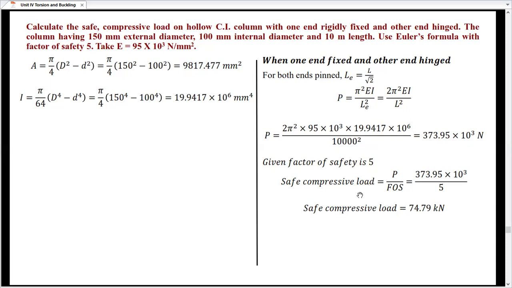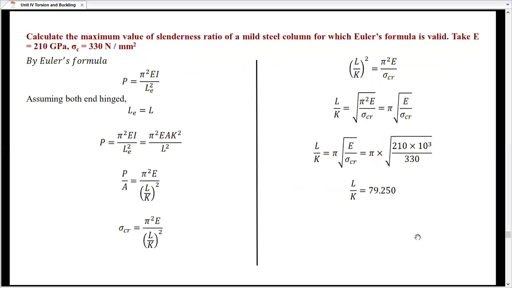So what will be the safe compressive load? Buckling load upon factor of safety, that is 373.95 into 10 raised to 3 upon 5. So you get the safe compressive load as 74.79 kilonewton. Okay.